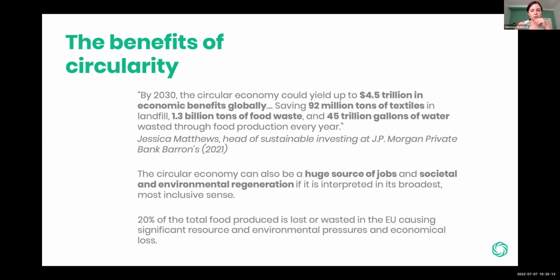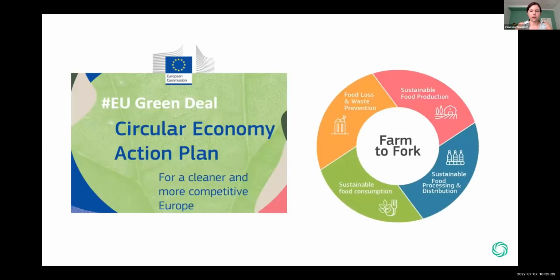And a circular economy also creates a lot of jobs and is contributing to the environment, which is basically the basis of a healthy society and economy. So this is why the European Union has developed the Circular Economy Action Plan, and one of the core topics is the food and agriculture sector. And they have also developed the Farm to Fork strategy, which is really looking specifically at food loss and waste prevention, at sustainable food production and sustainable food processing and the consumption level. And they promote and support that with legal frameworks on an EU level.